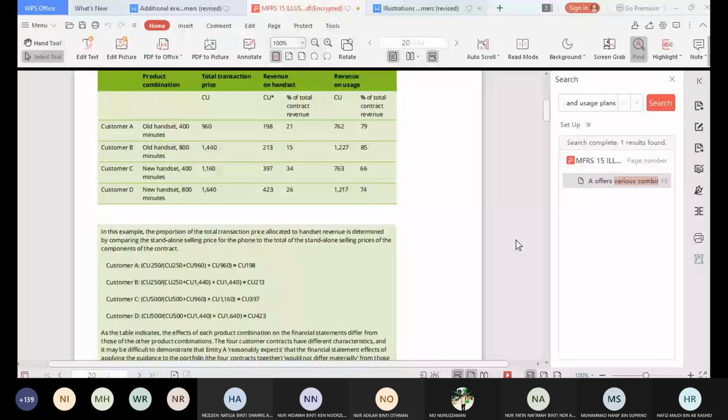And the company sell product A for 100 ringgit, so you need to allocate.